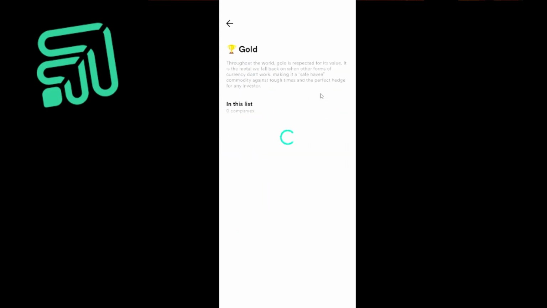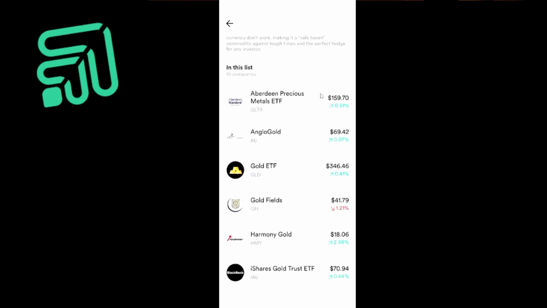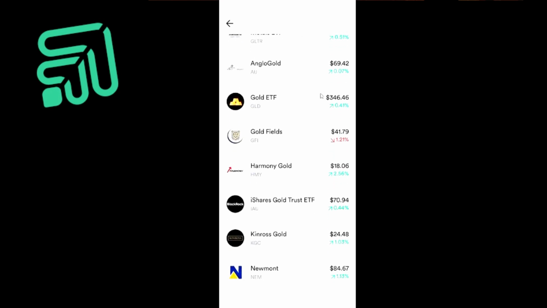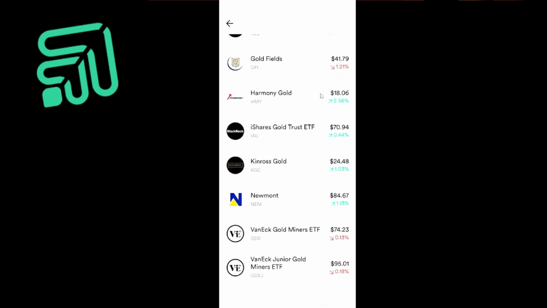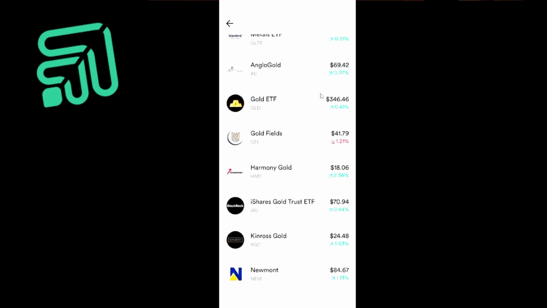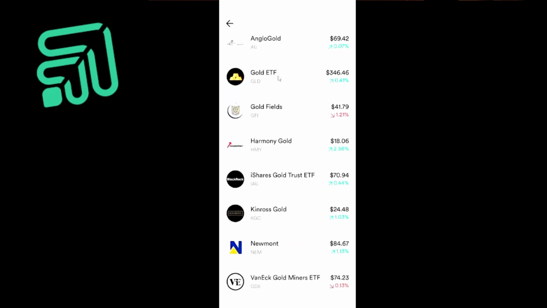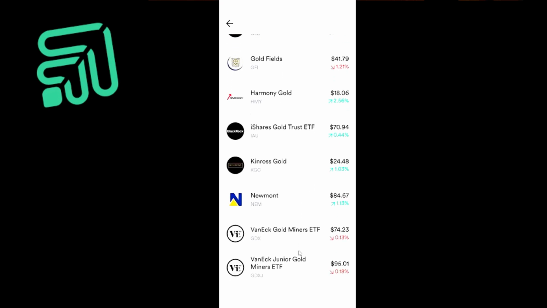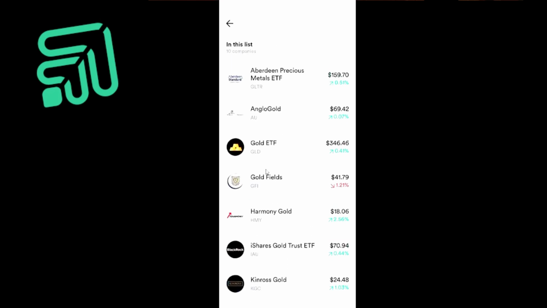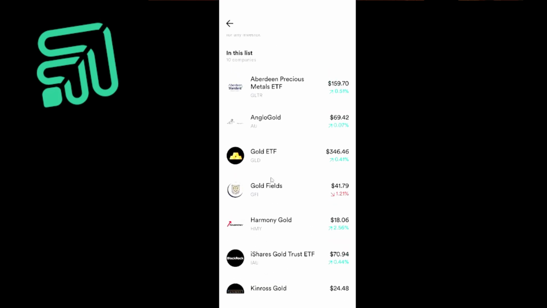For example, gold is hot today, and gold has been hot for the last 2 years actually. So you could search different types of gold related stocks here. You got the gold ETF, and then the gold miners. What else? The best ones are actually GDXJ, Kinross, Anglo Gold AU, and then of course my favorite, Goldfields GFI.